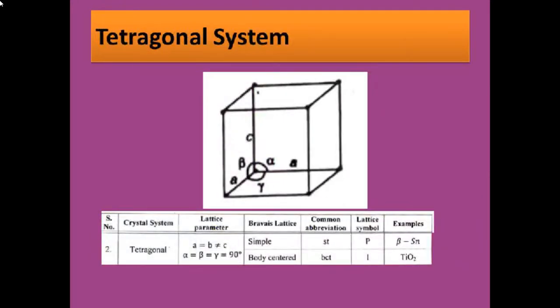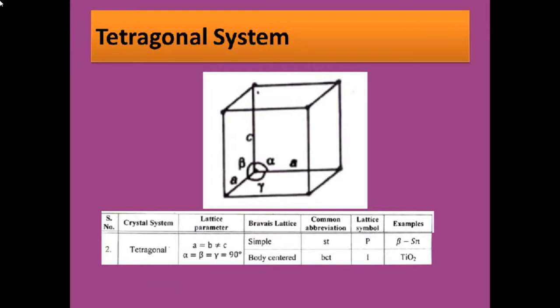Tetragonal crystal, here A equal to B but not equal to C, and also alpha equal to beta equal to gamma equal to 90 degrees. Under this, Bravais lattice can be simple and body centered, and the common abbreviation for simple is ST, and for body centered it is BCT, and the lattice symbols are P and I.